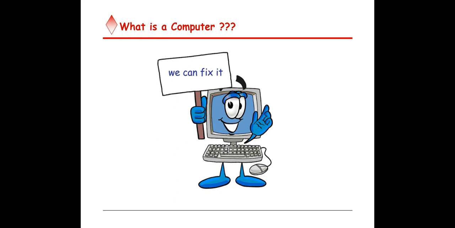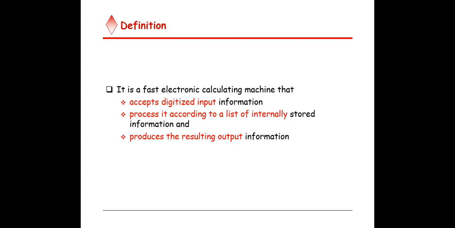Next, I want to give an introduction to the subject. What is a computer? We can fix it first. What is actually a computer? Is the computer doing some magic for us? The definition says it is a fast electronic calculating machine that accepts digitized input information, processes it according to the list of internally stored information, and produces the resulting output information. So this is the definition of a computer.